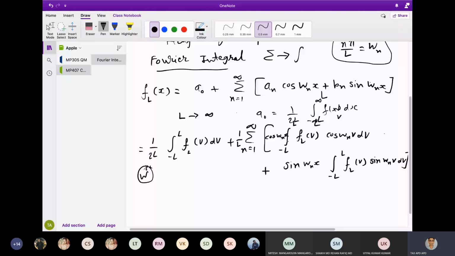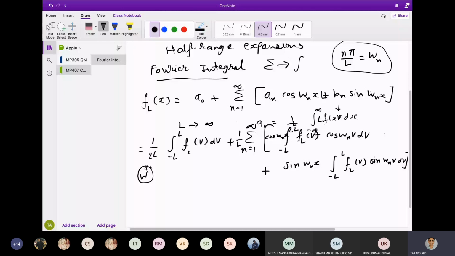Now we will take a difference, delta W. I don't know why this got stuck.